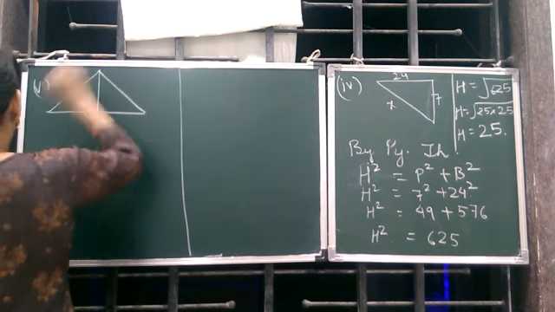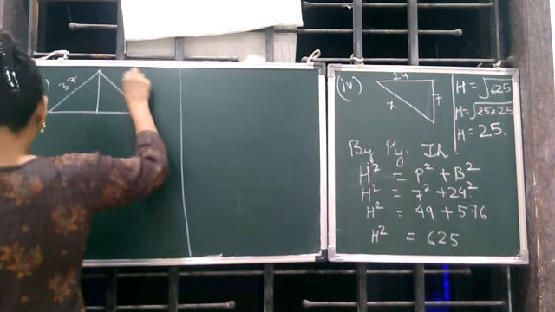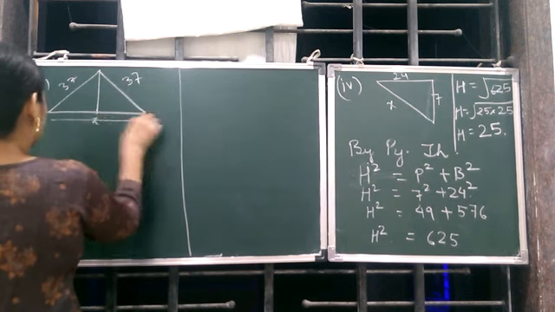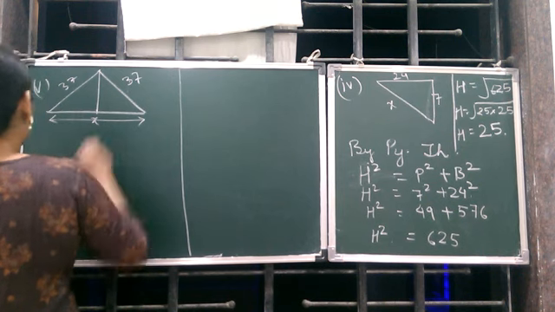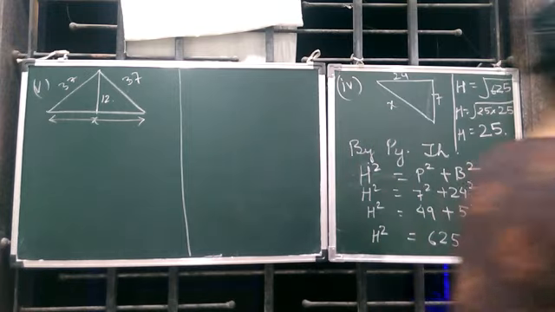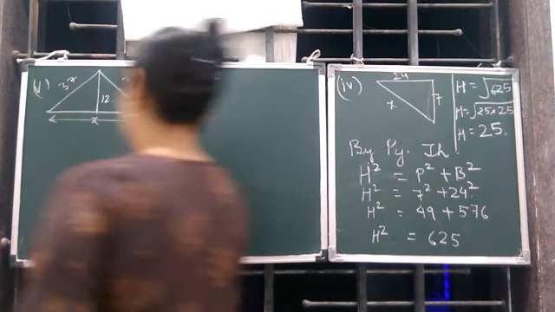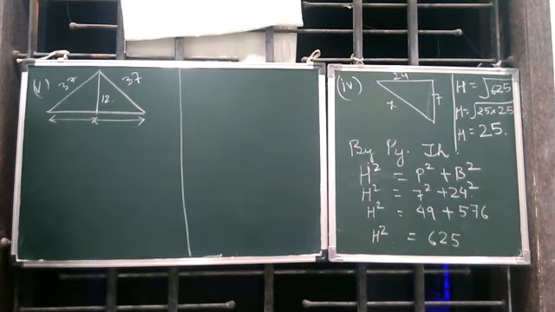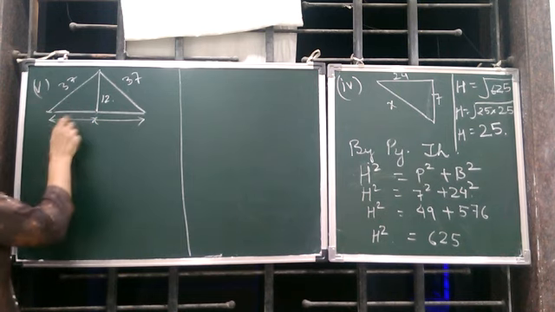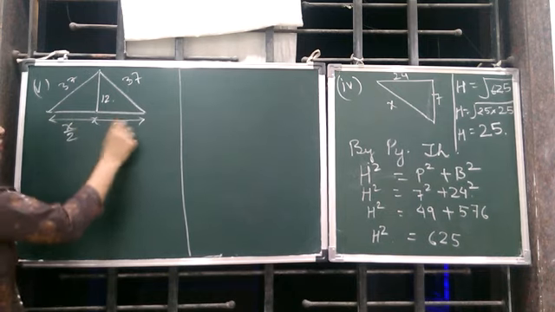This is 37. This is 37. This is x. This is 12. Since it is the perpendicular, that means it is the midpoint. Okay, it is the midpoint. That means it is dividing x into two parts. This is x by 2 and this is also x by 2.